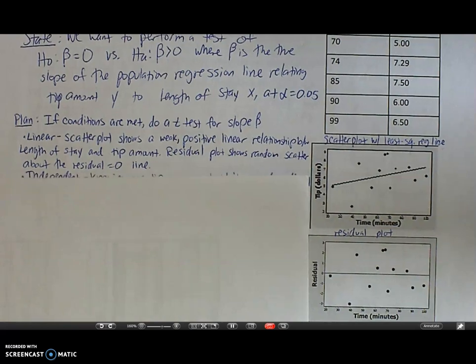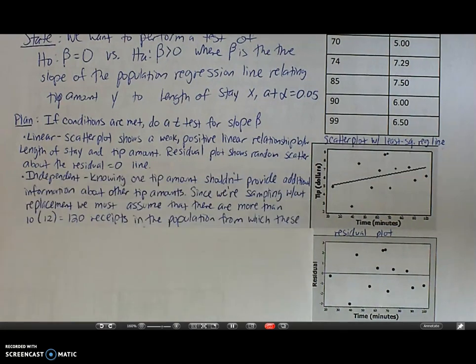The next condition we have to check is I, so independent. This was not an experiment. This came from sampling. So we do need to check the 10% condition. She took a sample of 12. Safe to say there's going to be more than 120 receipts in the population from which these receipts were selected. Also, knowing one tip amount shouldn't provide additional information about other tip amounts. So kind of two things there that we're talking about for independent. And again, if you need to pause this video so that you can write this down, that might be a good thing to do.